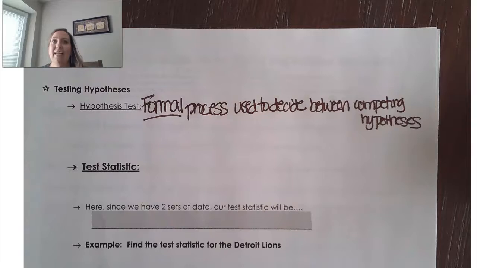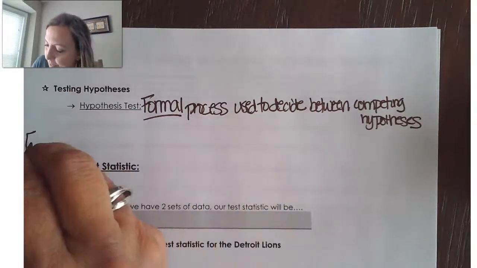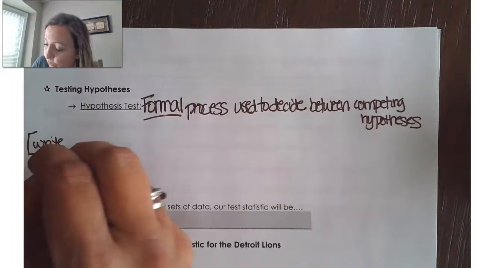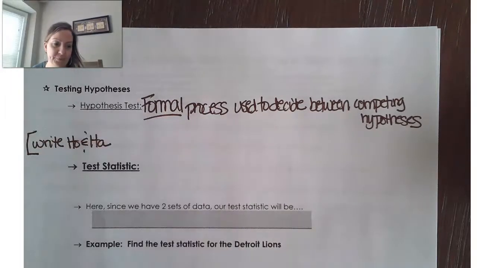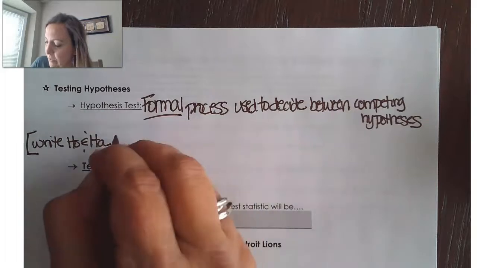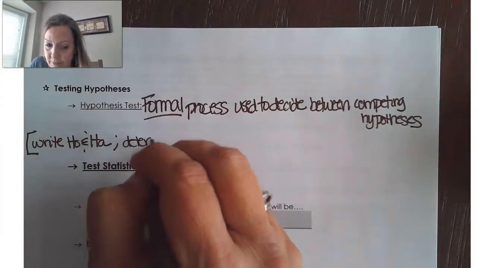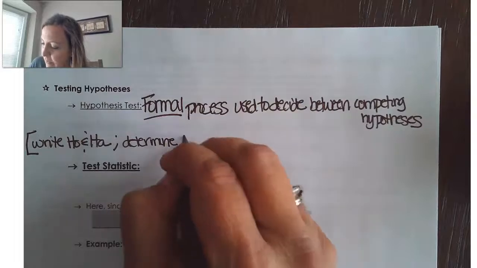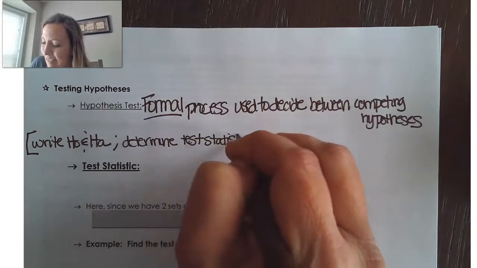Okay. And when we have this process, one of the first things that we do, so these are the steps of the hypothesis test, is going to be to write our hypotheses. So that's what we looked at today. The next thing we're going to do is to determine a specific test statistic. I'm going to define that for you today.